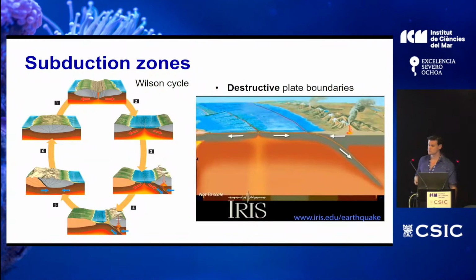So what are subduction zones? Subduction zones are part of plate tectonics, and therefore they are included in the Wilson cycle. The Wilson cycle describes the evolution of the Earth's surface and plate tectonics from continental collision, rifting, seafloor spreading, and the birth of new plate tectonics. And finally, the subduction zone is the destructive plate boundary, where the tectonic plate becomes subducted, and the oceanic plate becomes recycled deep into the mantle.